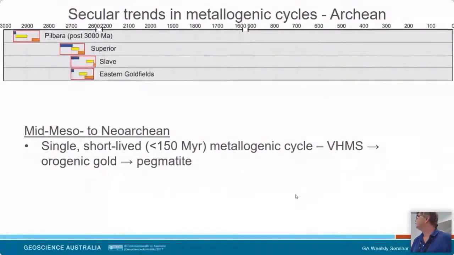Okay, so we actually look at this in terms of global things, and we look through time. We're not going to talk about the oldest Archean, but we're going to start at the younger Pilbara. And this diagram just illustrates the time or the ages and spread in ages of VHMS deposits, orogenic gold deposits, and pegmatite deposits. So if you look at the Meso to Neo-Archean, you see VHMS deposits, orogenic gold deposits, pegmatite deposits, very consistently through all those three metallogenic provinces. Okay, it's single, short-lived metallogenic cycles, less than 150 million years.